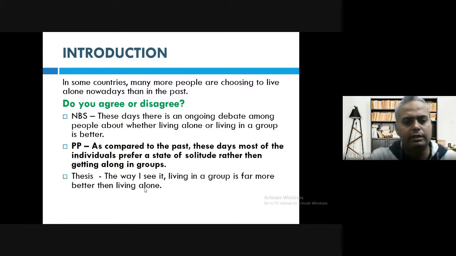Neutral background statement: these days, there is an ongoing debate among people about whether living alone or living in a group is better. Paraphrasing: as compared to the past, these days, most individuals prefer a state of solitude rather than getting along in a group. Thesis: the way I see it, living in a group is far better than living alone. So you are saying that living in a group is better.